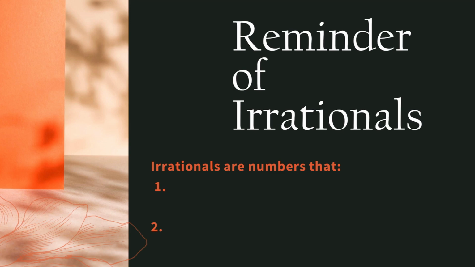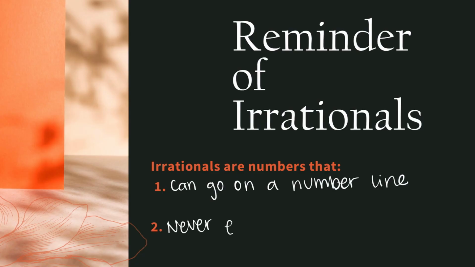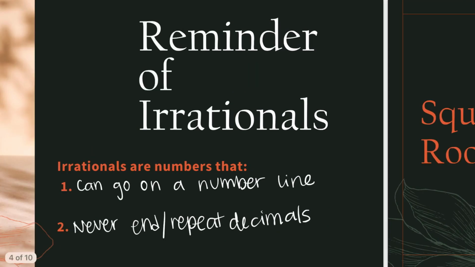Just to remind you, irrationals are numbers that can go on a number line, but never end or repeat decimals. And because we can't actually write it all out, we usually have symbols. Pi is an example, e is another example. In this video, we're going to be focusing on another very common irrational number that you'll see, which is the square root of 2.